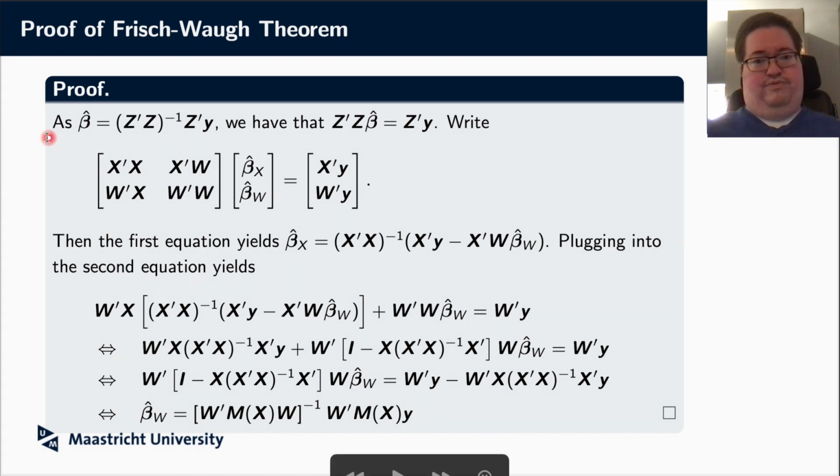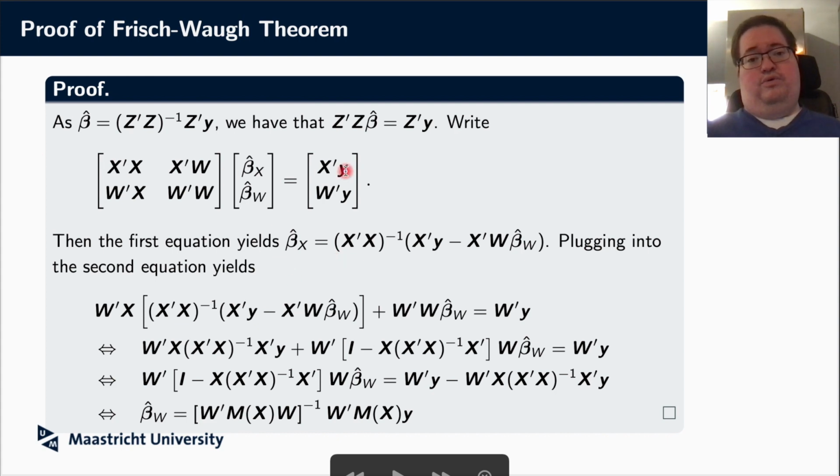Let me briefly go over the proof just so everyone knows where this result is coming from. One thing we can simply do is write out the least squares estimator. First of all, we want to get rid of this inverse, so we multiply both sides of the expression with z prime z. So you get z prime z times beta hat equals z prime y. Well, you can write it out in blocks, so x prime x, x prime w, and so on. The same here on the right hand side.